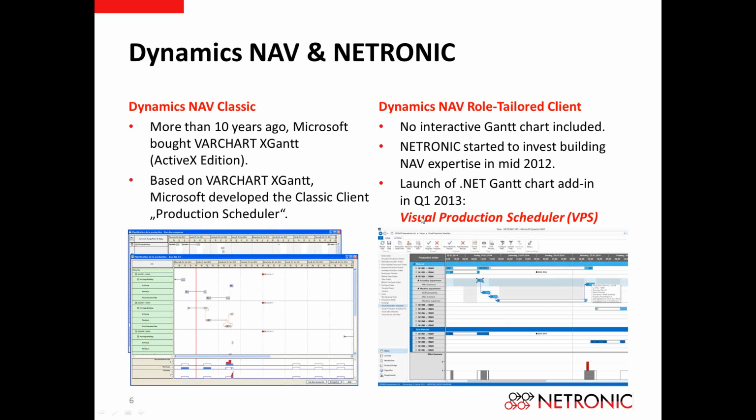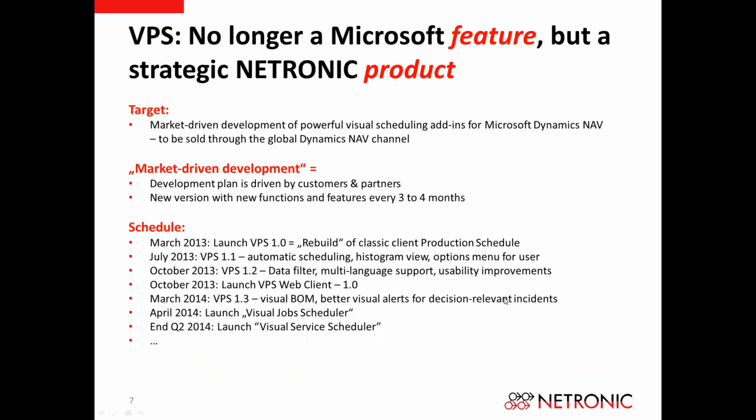And so 2 years ago, we launched the first product, and this is the product I will show you in a minute, which we call Visual Production Scheduler, which in the very first version was just a better looking way of what had been part of the standard classic client Dynamics NAV. But then we said, hey, we need to see a difference, because the old production scheduler that Microsoft built was just one feature that this giant corporation had as part of the big Dynamics NAV proposition.